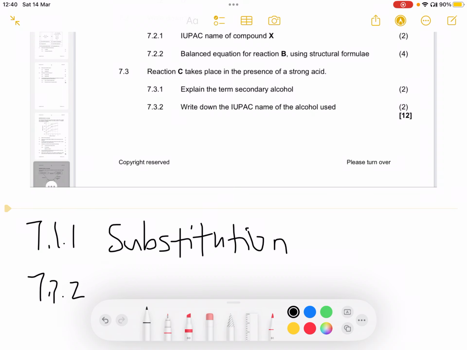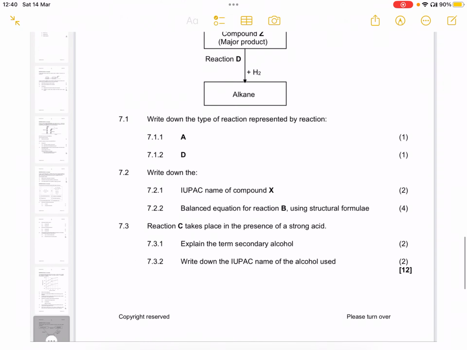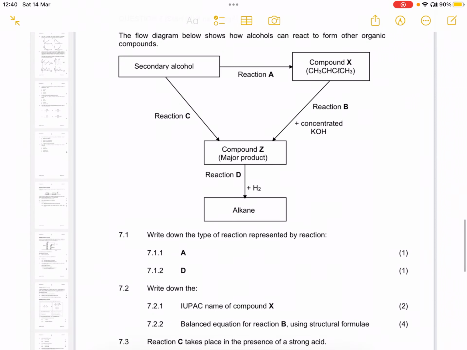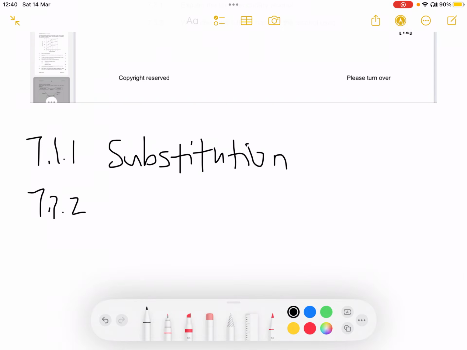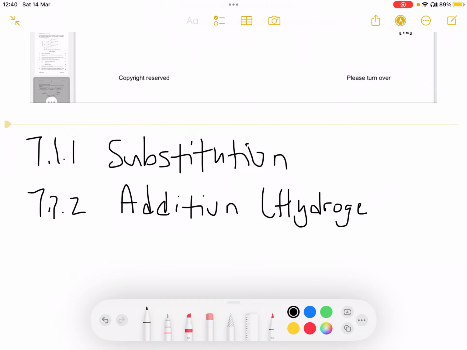Then 7.1.2, what about reaction D? From the secondary alcohol, there's reaction C and reaction B, and both have a common major product. From that product, there is an addition that leads to an alkane. That would have to be an addition reaction, because there's an addition of hydrogen. So this is an addition reaction, or we can call it hydrogenation.